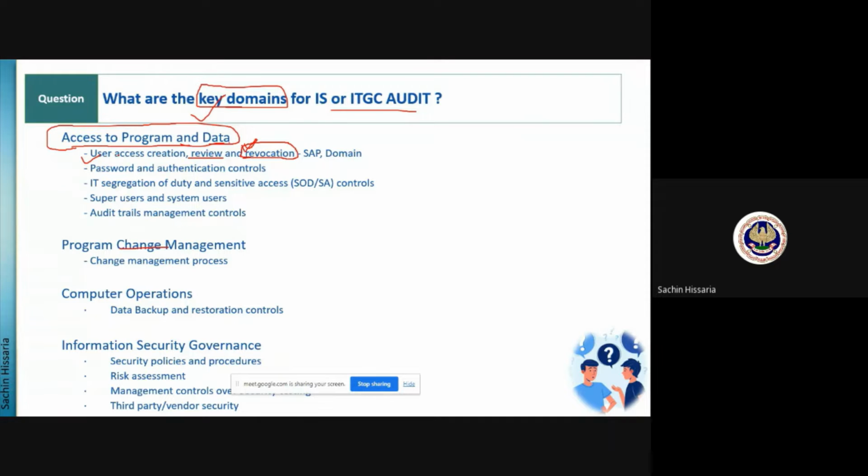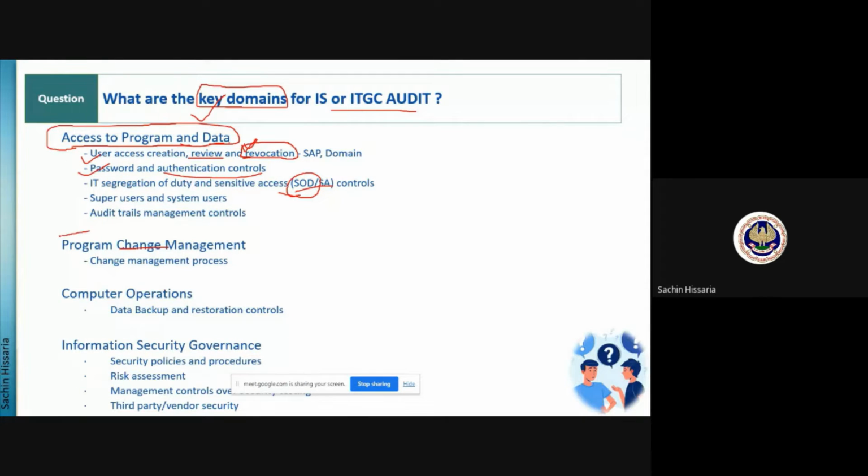Then there are some password related controls and some authentication related controls that we need to verify as an auditor. As an auditor, we also need to comment on SOD, which is segregation of duties, the sensitive access controls in the organization, and the appropriate controls implemented by the organization to ensure least privilege and segregation of duties. Then audit trail management. So this is all about access to program and data.